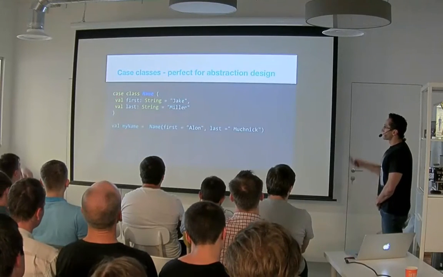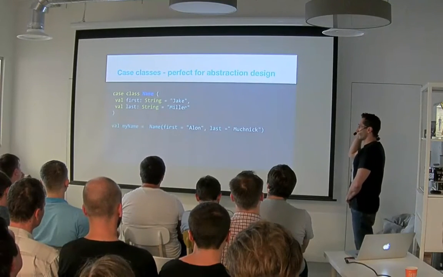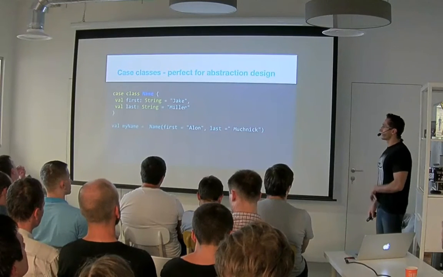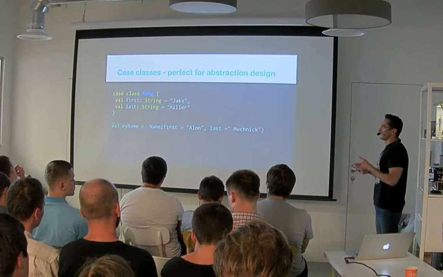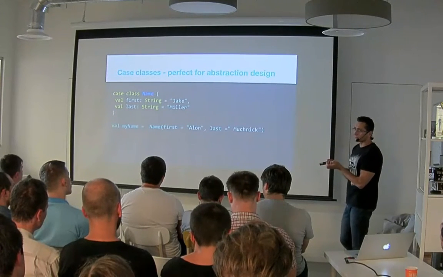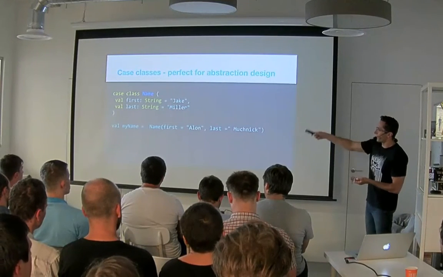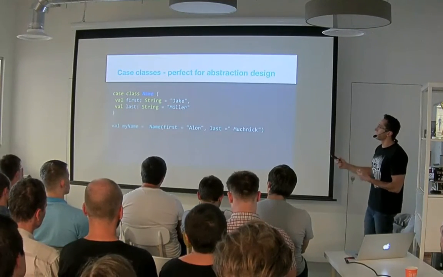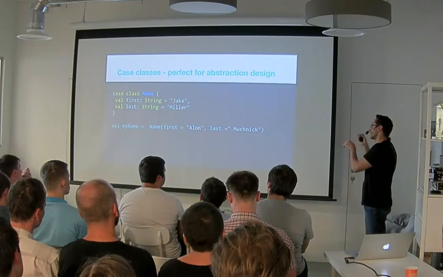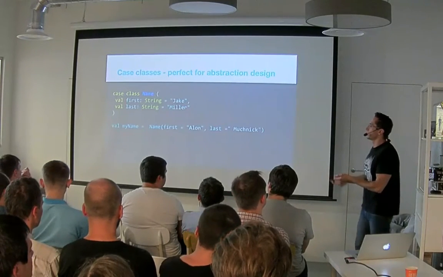But the secret sauce of Scala is two things. One is the case class. A case class is a really simple way to represent abstractions, because it's a small class with a few fields, and you can give them default values. Once you instantiate the class, you can assign the values by name. So first equals Alon, last equals Muchnick is a much more expressive way than just name, Alon, semicolon, Muchnick. I can really express what I'm trying to instantiate.